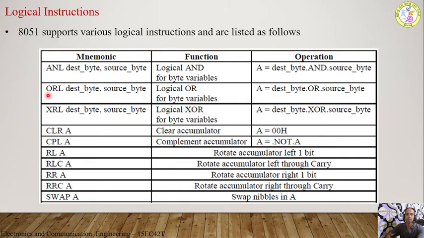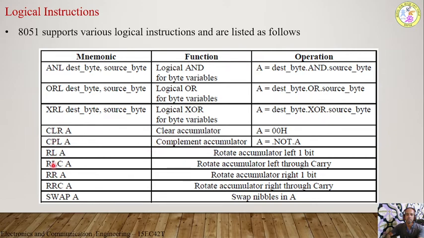Similarly, for the OR operation, we have the instruction ORL, that is OR logically. This will perform the OR operation between the destination byte as well as the source byte. Similarly, we can perform the XOR operation using the XRL instruction. And we have some other logical instructions like CLR A, which will clear the accumulator content, making the accumulator equal to 0, and CPL A, complement A. So the accumulator content becomes its complement. One's complement means zeros become ones and ones become zeros. This is how it does the complement operation.